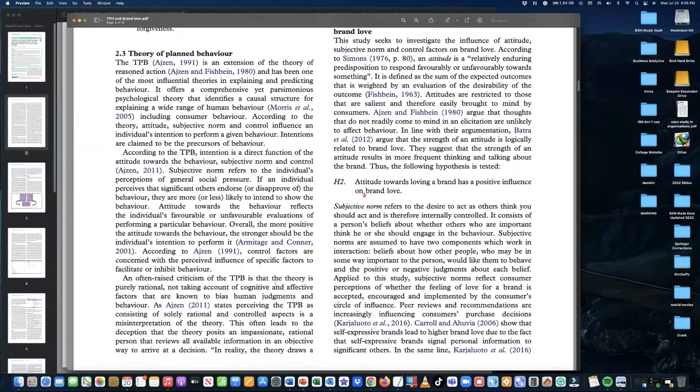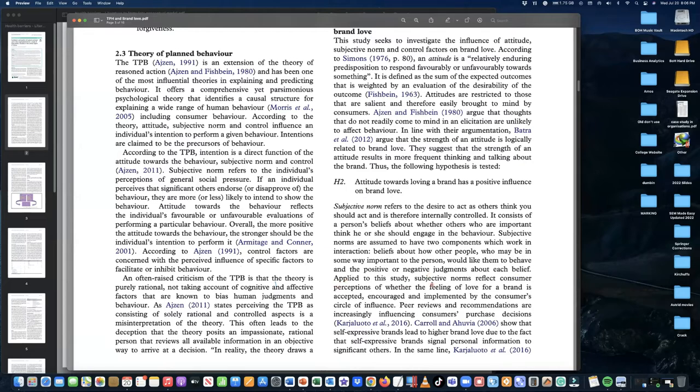It consists of the person's belief about whether others who are important think he or she should act in a certain way. So subjective norm is assumed to have two components: beliefs about other people who may be in some way important to the person, who would like them to behave in a particular way, and the positive and negative judgments about each belief. So the first one is about what people say about you. The second one is about positive and negative judgments about each belief.